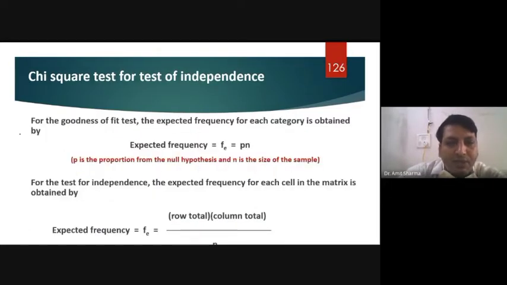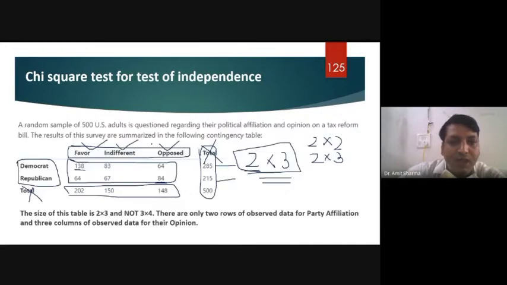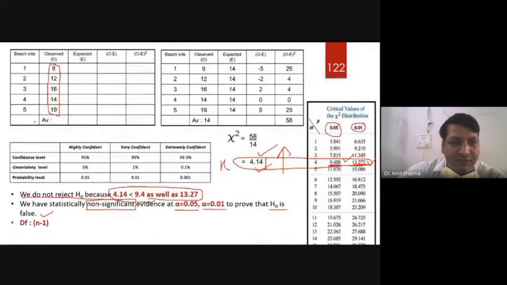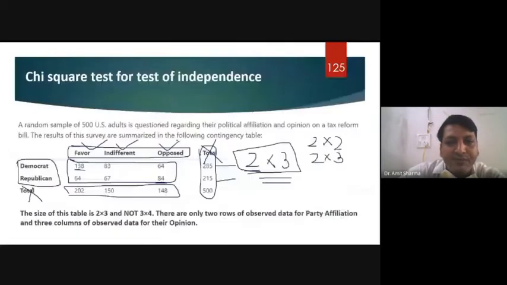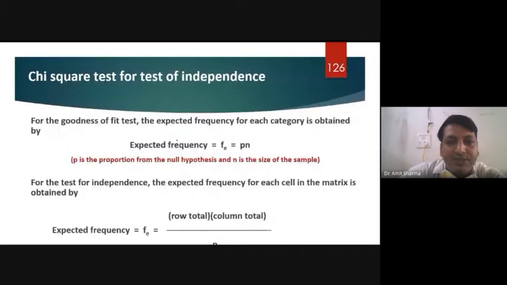As you know, for the goodness of fit test the expected frequency for each category is obtained by, if you want to count the expected frequency, you had calculated it in goodness of fit: you took the average, so you got 14, and you used this 14 as the expected frequency. But for the test for independence, what will be the expected value for the frequency, clear?